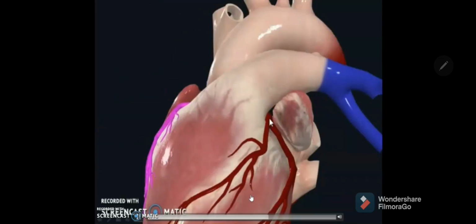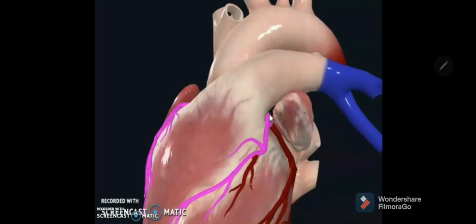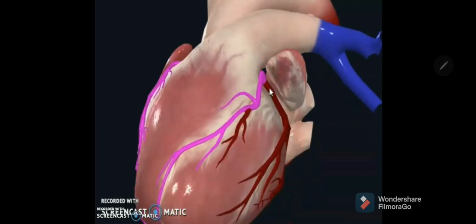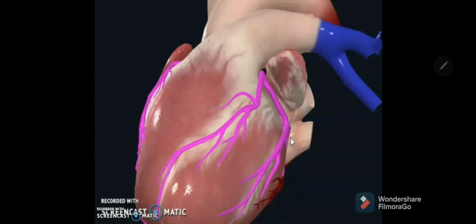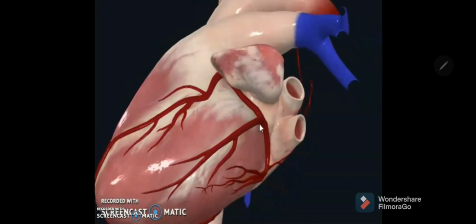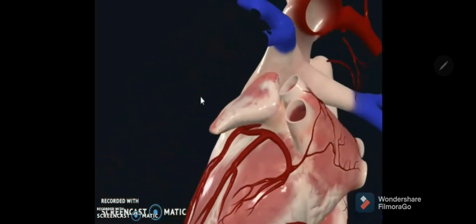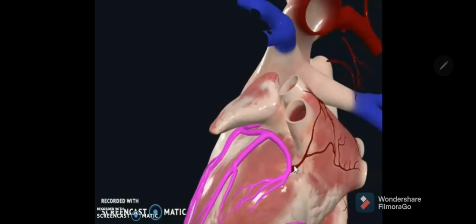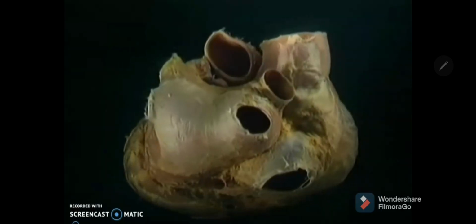coming from the left aortic sinus behind the pulmonary trunk. It runs behind the pulmonary trunk and divides into anterior interventricular and this one circumflex branch. You can see the diagonal branch coming from the LAD, left anterior descending branch. Circumflex artery gives left marginal branch, this ventricular branch, and the atrial branch.